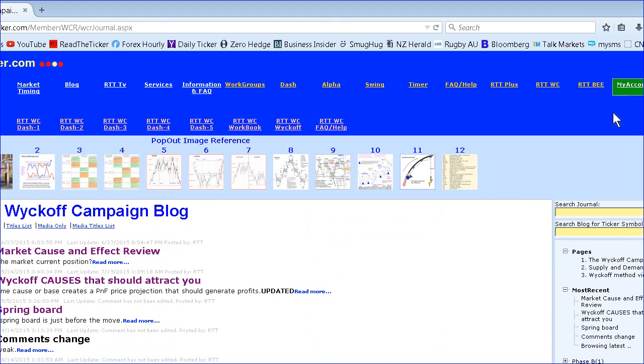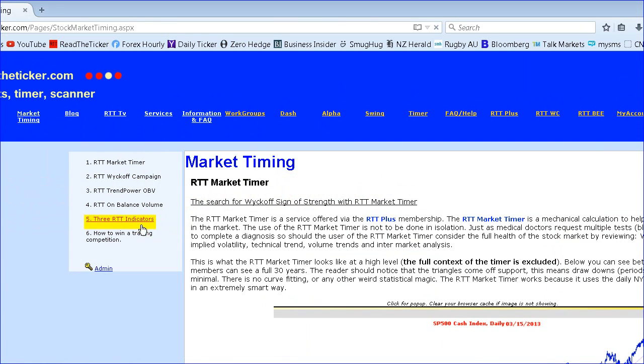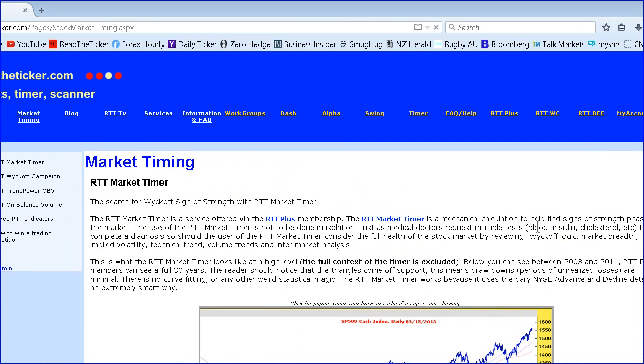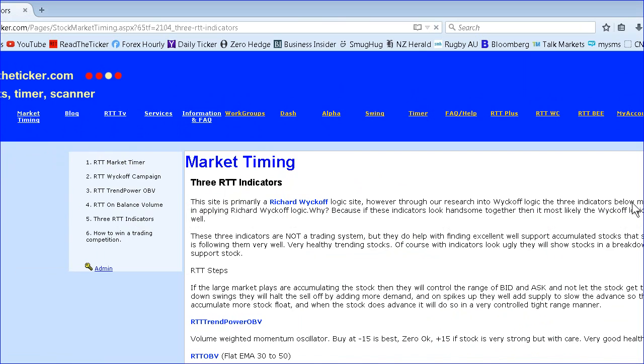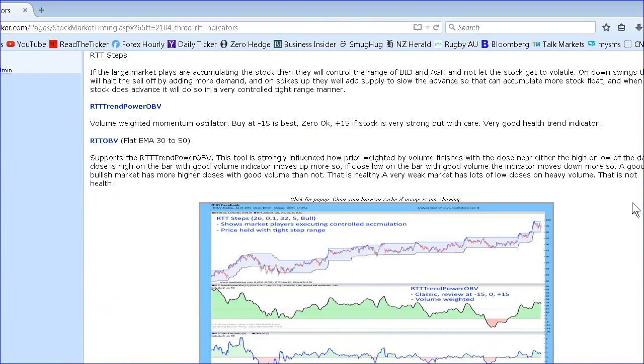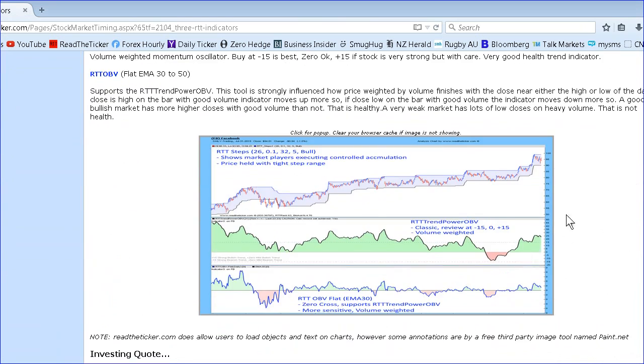Like I said before, the RTT steps for market timing, 3 indicators. These 3 indicators assist in determining when you examine a chart whether it's Wyckoff friendly.